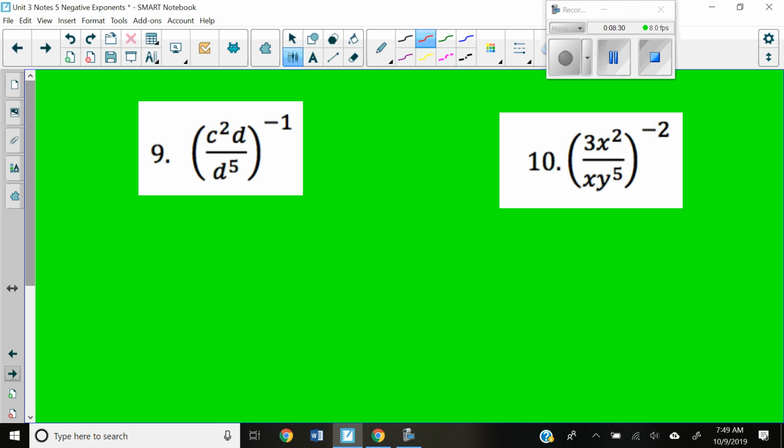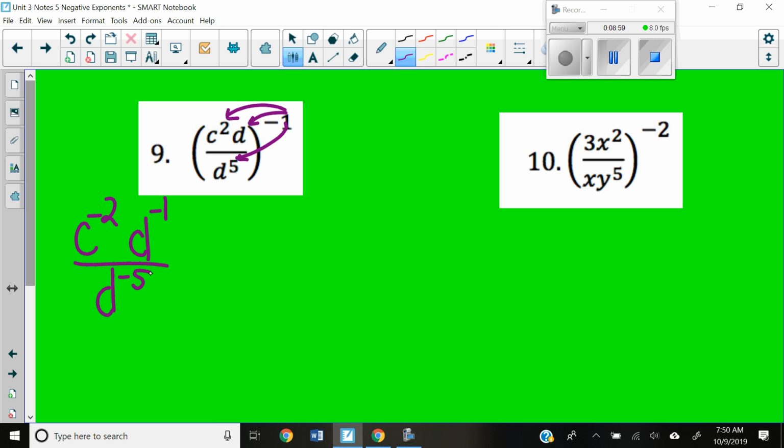All right, let's go to 9 and 10. So in 9 and 10 here we see that I have a negative exponent on the outside. So I'm going to show you two ways to do this one. First, I want you to think about distributing the negative through to everything. So I get c to the -2. Remember, you're multiplying powers. D to the -1 over d to the -5th.